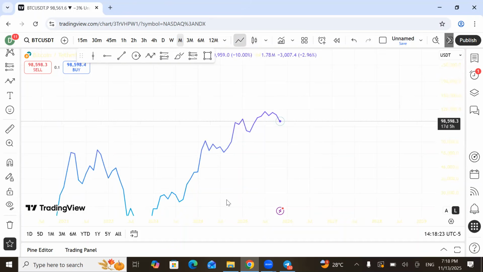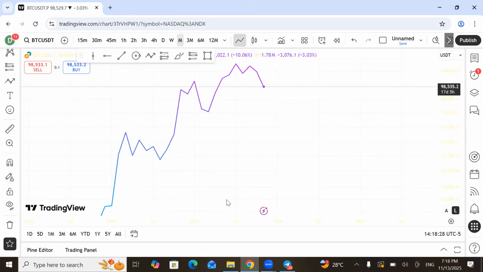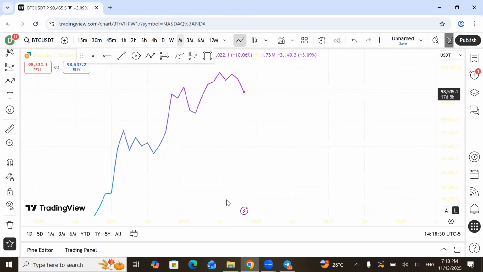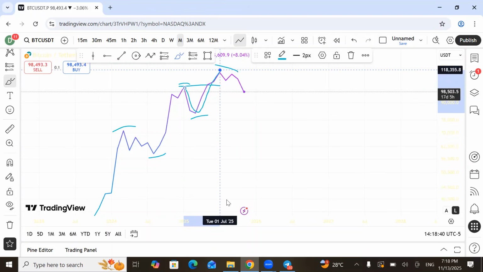Let me move to a line chart, because a line chart will show you the direction of the market and what is going on in the market. You can see we have higher high, higher low, higher high, higher low, higher high. We break out here to the upside. So we know that we are in a bullish market condition.